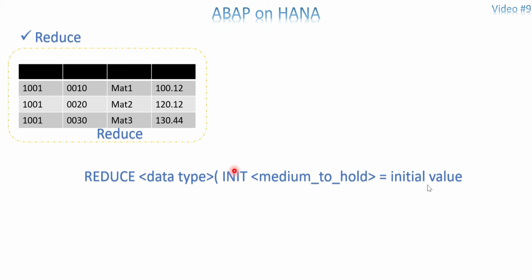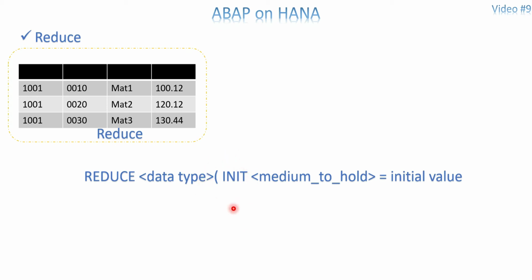If it is an integer, it works for an integer; if it is a string, or decimal places or float, whatever it is. So REDUCE is going to work for a specific data type. It's not a mix and match. So here you have to mention the data type. It may be string or integer or any data element which represents your decimal places, float information. Whatever you want, you have to mention over here.